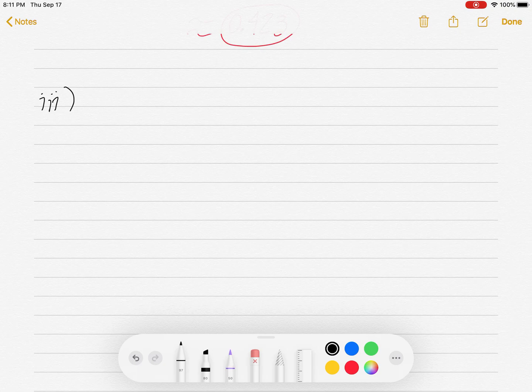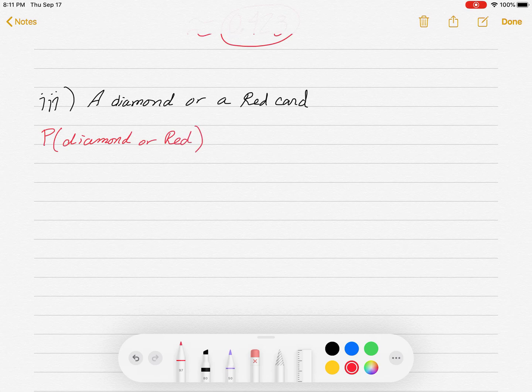We did a heart or a face card. How about a diamond or a red? Okay, let's find the probability of a diamond or red. This is an OR statement, so we're combining diamonds together with reds into one big set.